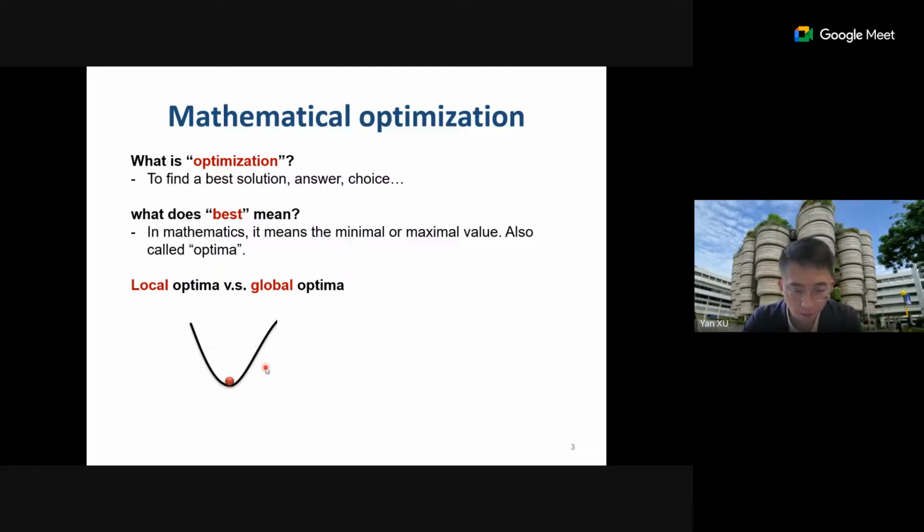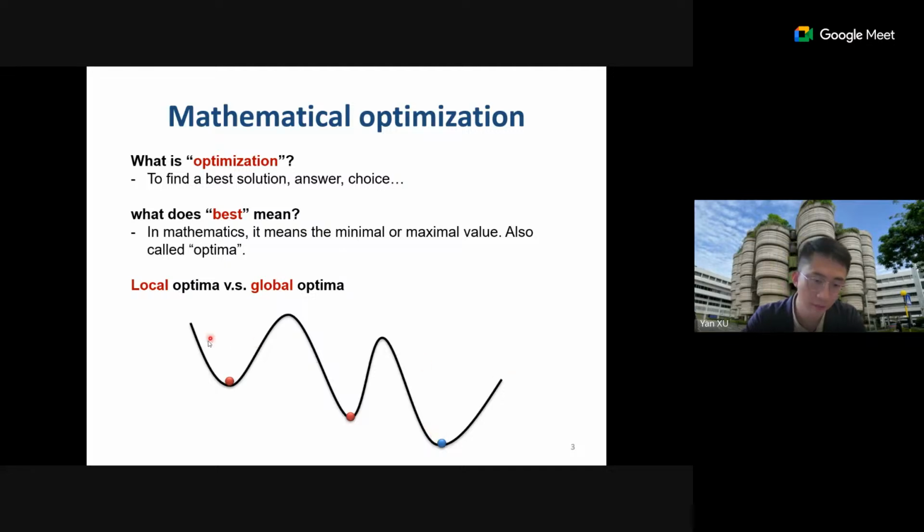However, sometimes the objective function could be more complex. For example, now the objective function becomes a complex curve, like a sinusoid waveform, and our objective is still to find the minimum value of this objective function.